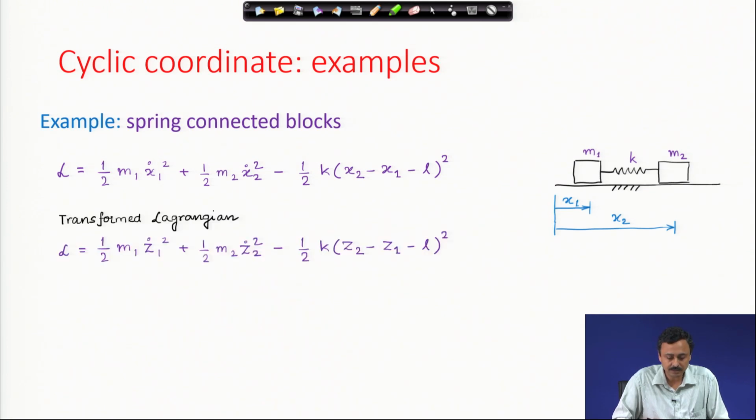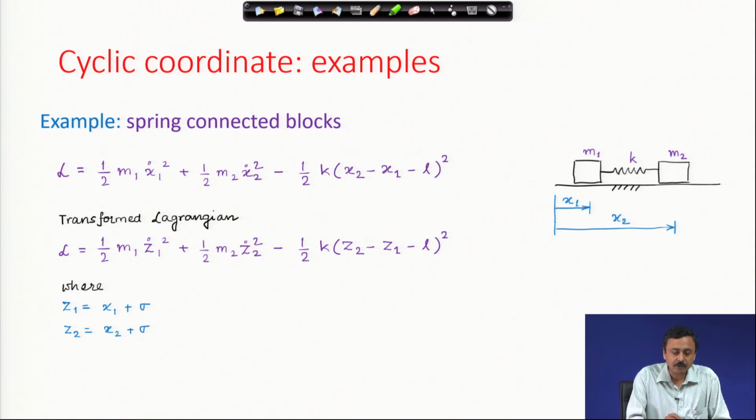Let us try a transformation. We transform it to z 1 z 2 space, where z 1 is our original x 1 plus sigma and z 2 is our original x 2 plus sigma, and this satisfies our requirements for a transformation, because if you put sigma as 0, then you will find z 1 going to x 1 and z 2 going to x 2 as we desire at sigma equal to 0.